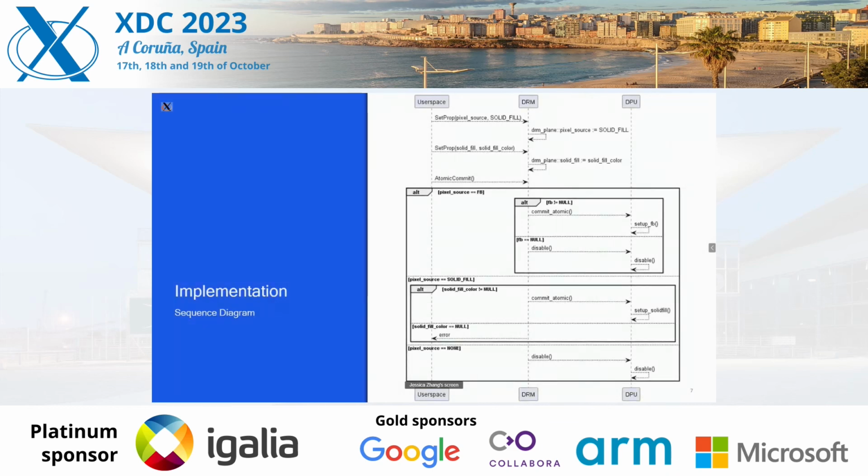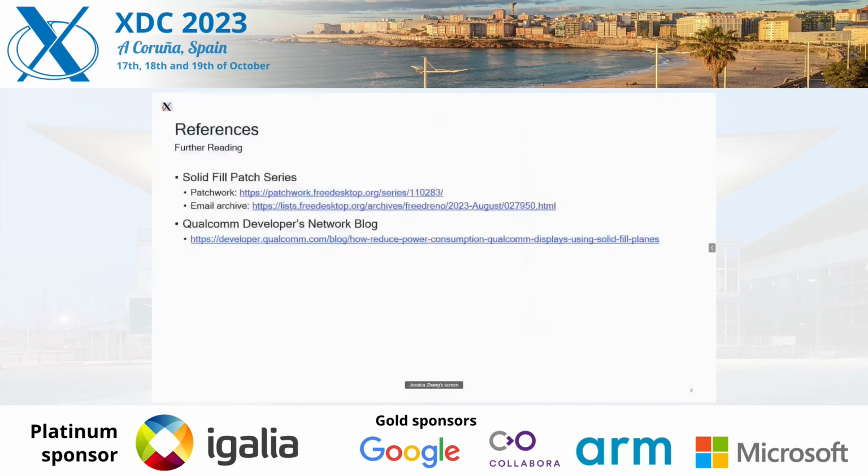So for frame buffer sources, it will continue with the current behavior. That being for non-null frame buffers, it will do the atomic commit. For null frame buffers, it will do a disable. For solid fill pixel sources, if the solid fill color is set to a valid solid fill blob, it will do the atomic commit. For no solid fill color blobs, it will return an error. And finally, if the pixel source is none, it will disable the plane.